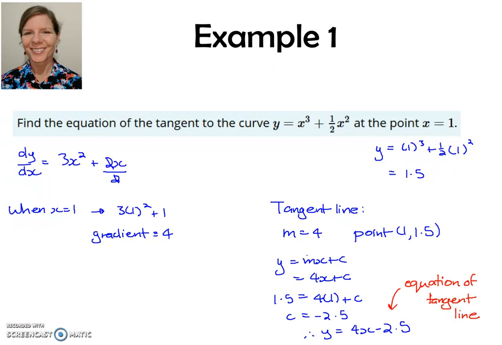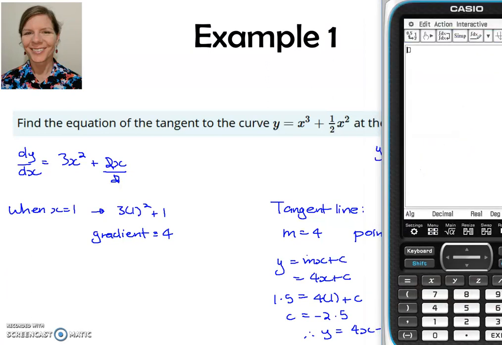Now if you want to check this, it's always good to do it by hand and then check it with your ClassPad. So let's pull up the ClassPad here. Oops, we're a little bit out of frame there.